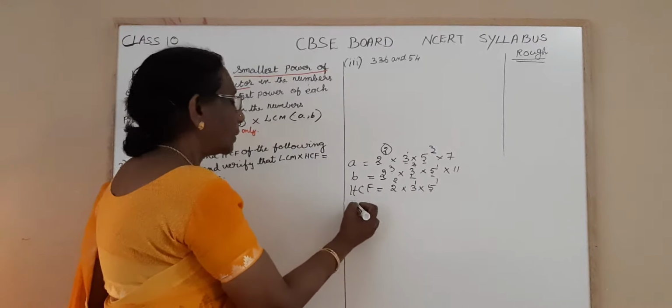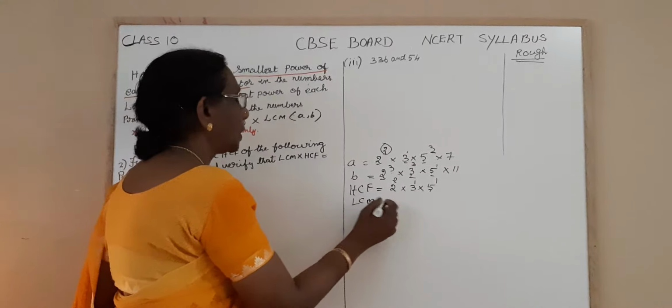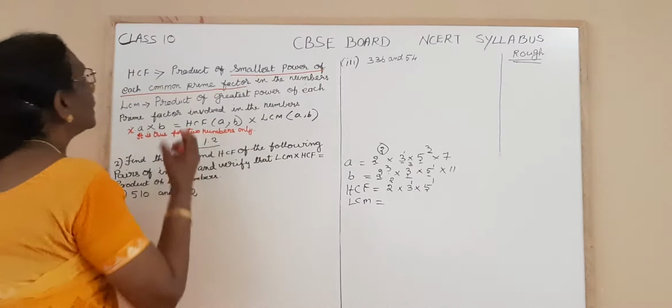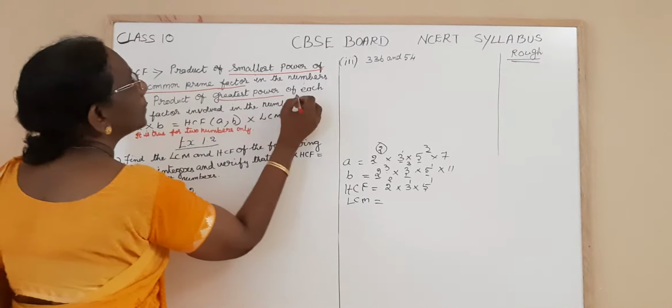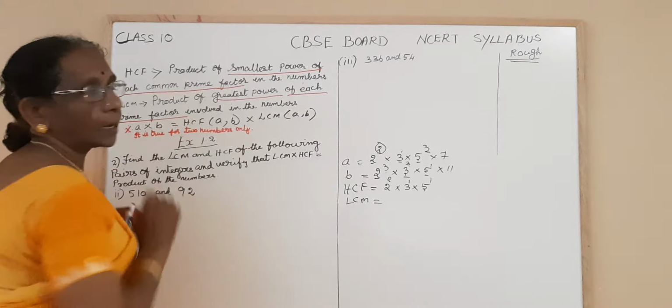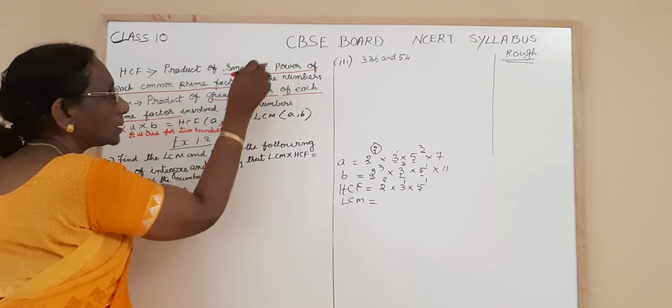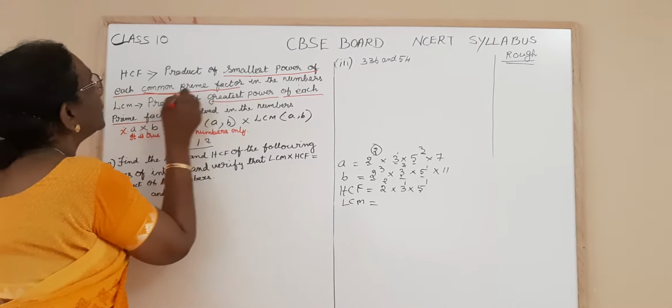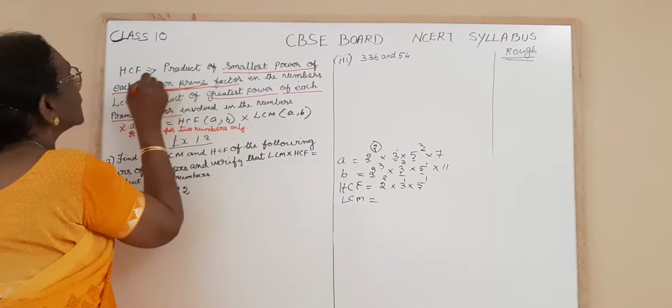Now for the LCM, what is the rule? The product of the greatest power of each prime factor involved in the numbers. Remember, for the HCF it is the smallest power of the common prime factors.